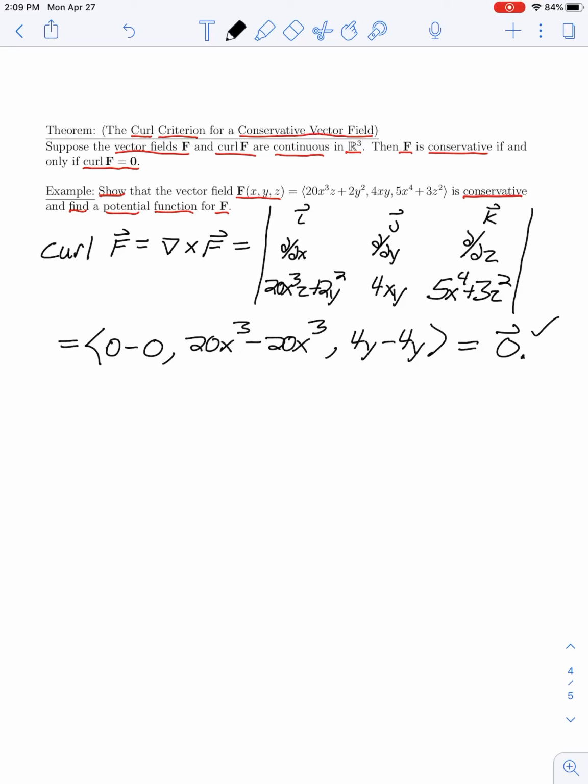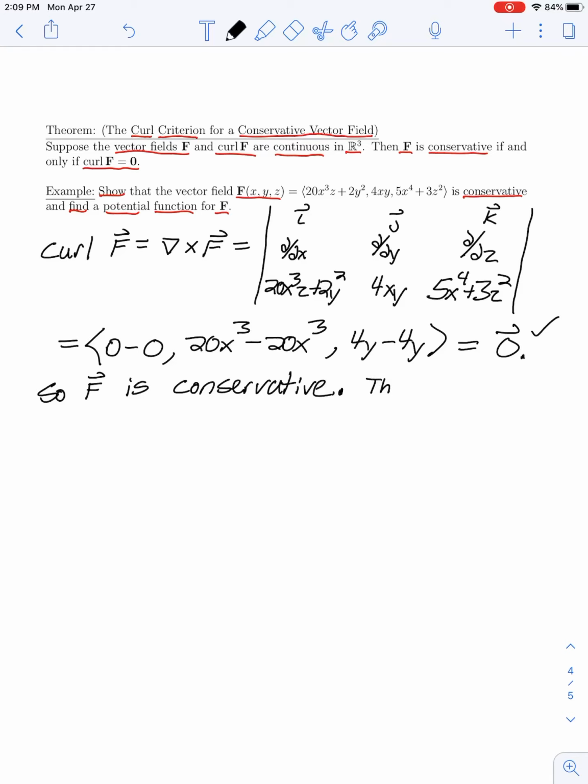So if the curl of our vector field results in the zero vector, that means that this field F is conservative. So that was the first part of this problem, to show that it is conservative. Now let's recall what that means.